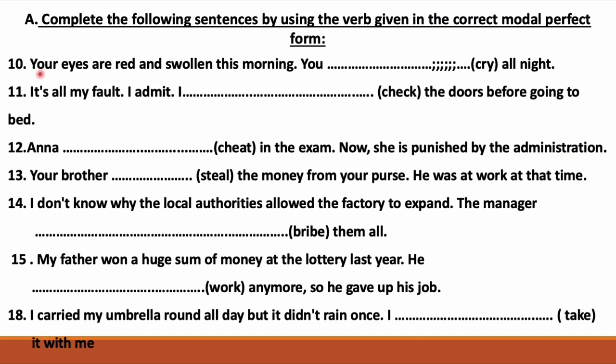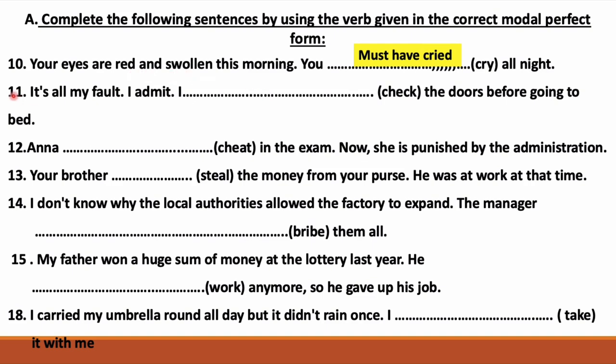Next, number 10. Your eyes are red and swollen this morning. You cried all night. So the answer is: you must have cried, or you must have been crying. Good. So here we have certainty based on evidence. What is the evidence? Your eyes are red and swollen this morning.